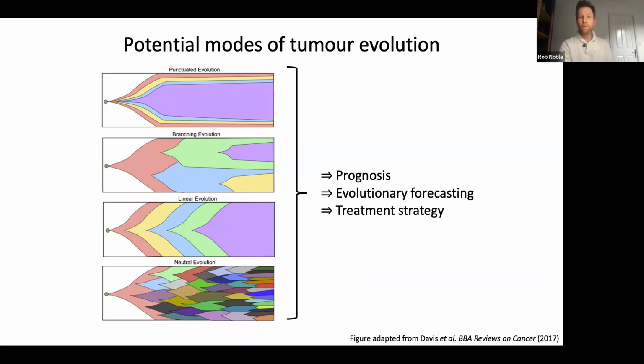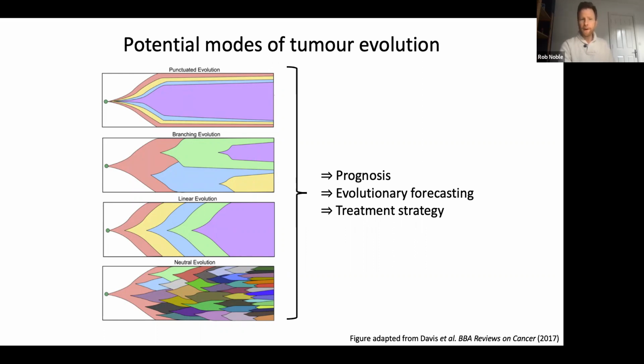And finally, a fourth possibility is neutral evolution, whereby the mutations that occur as the tumor grows, after the tumor has got going, don't acquire any mutations that spread more than others. So the fate of a mutation largely depends on when it emerges and not its fitness.